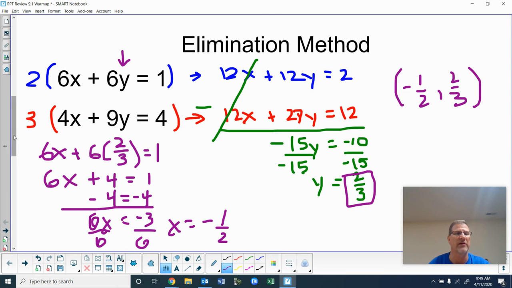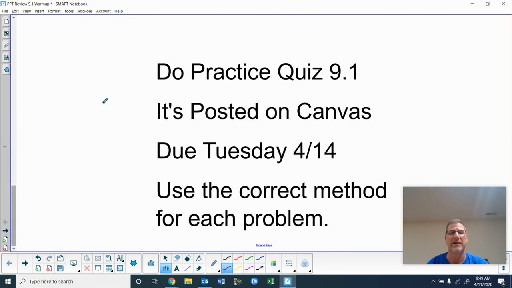At the bottom here again is going to be your assignment. It's a practice quiz. I will post it on Canvas, due tomorrow. And again, use the correct method for each problem.